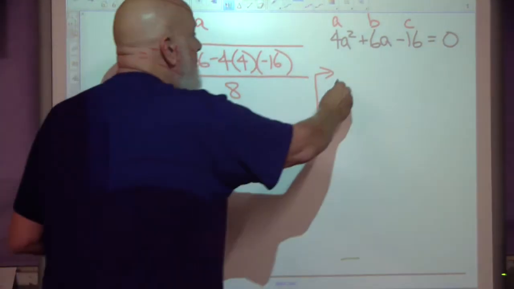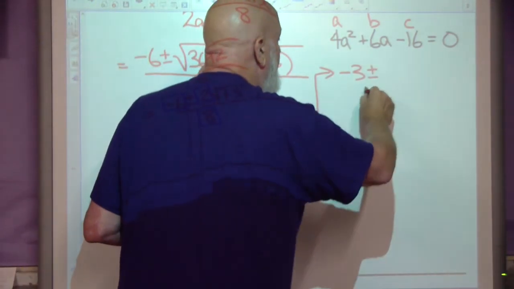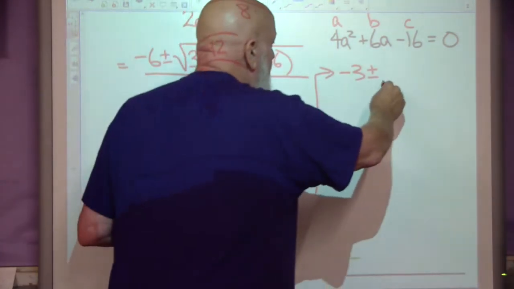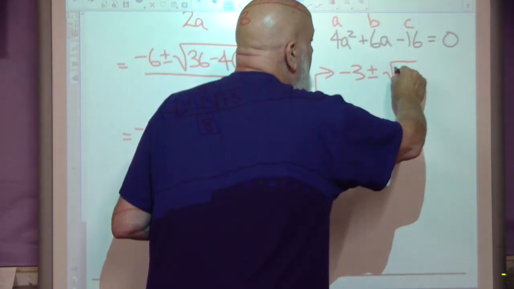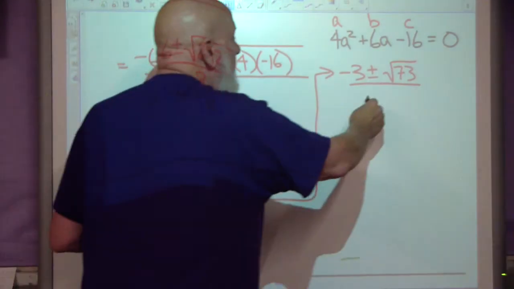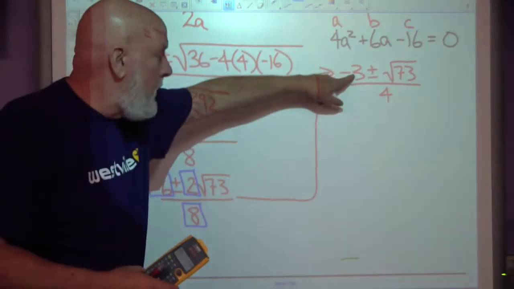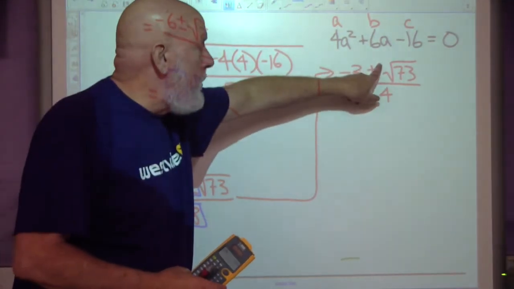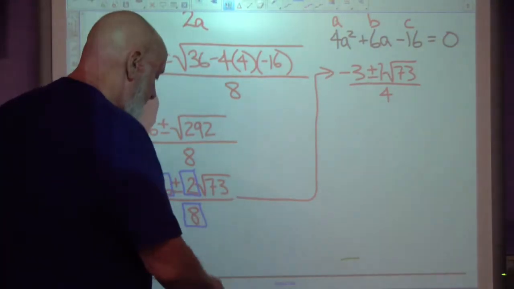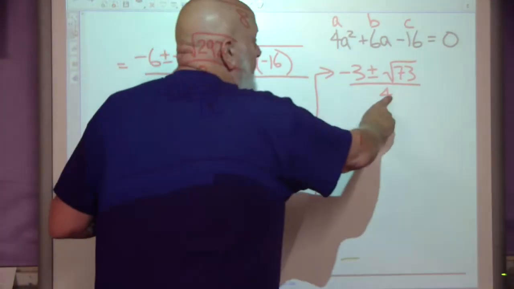Negative 6 divided by 2 is negative 3. Plus or minus. 2 divided by 2 is 1, and 1 times radical 73 is just radical 73. Over 8 divided by 2. So I divided 6 by 2 and I got negative 3. I divided 2 by 2 and I got 1. You could put 1 here, but it won't change the value. 1 times radical 73 is radical 73, so traditionally we don't put the 1 in there. 8 divided by 2 is 4.